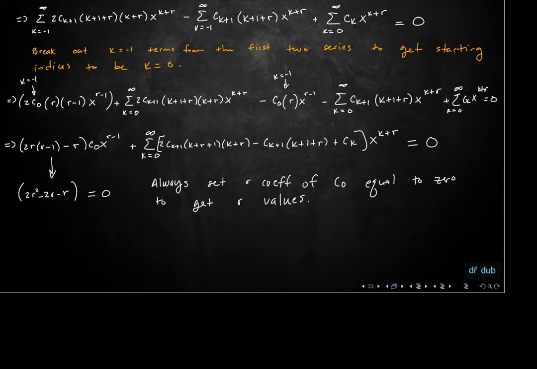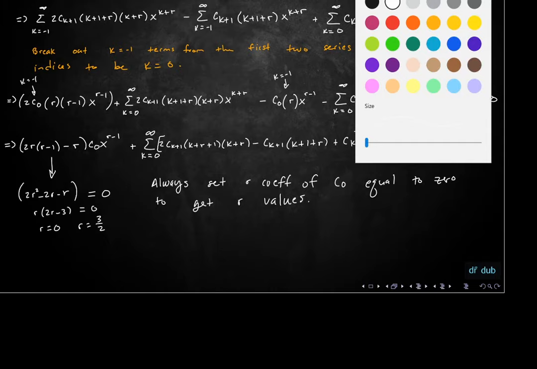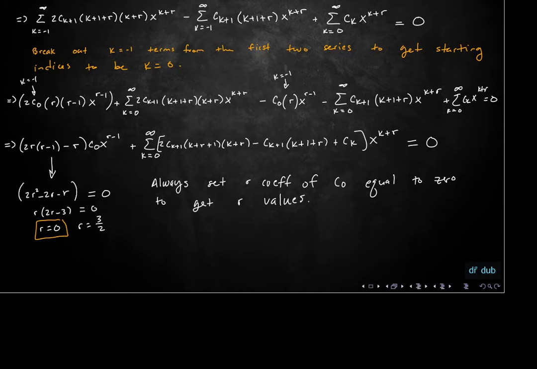So that's how we get those values of r. We always take them when they're attached to c0 and set whatever's left equal to 0. I should have actually factored out an r. So r times 2r minus 3 equals 0. So that tells me r equals 0, or r equals 3 halves. Okay. So this is what we call our indicial roots. So we call these two right here the indicial roots.